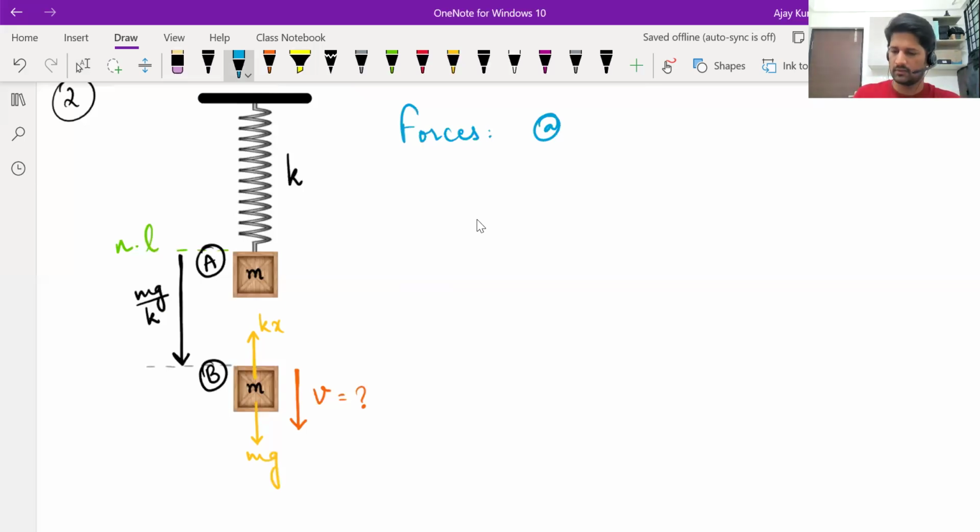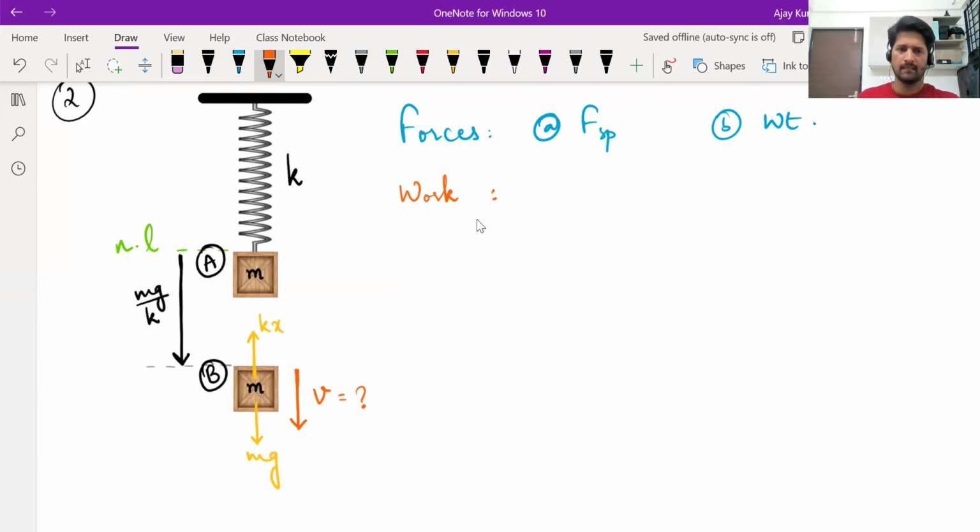The spring force and the gravitational force, the weight of the block. Okay, only two forces are acting, that's fine. Now tell me, which of these forces do work? Will the spring force do any work on the block or not?